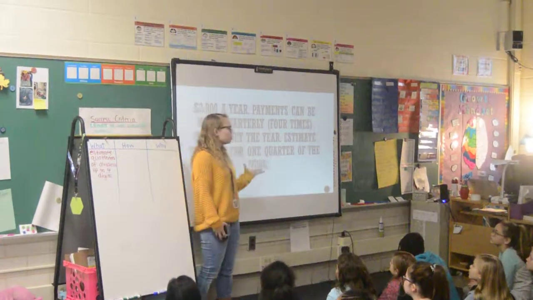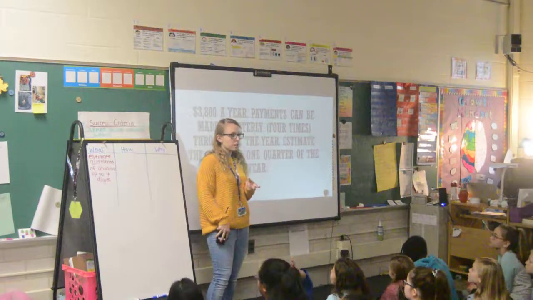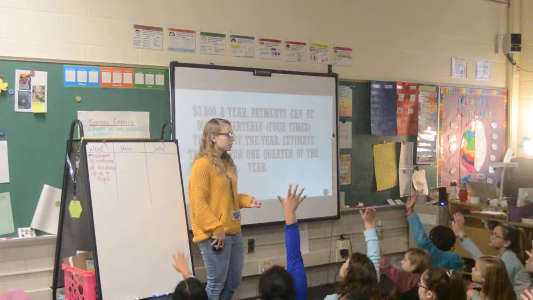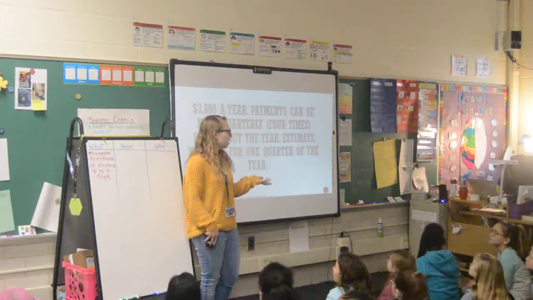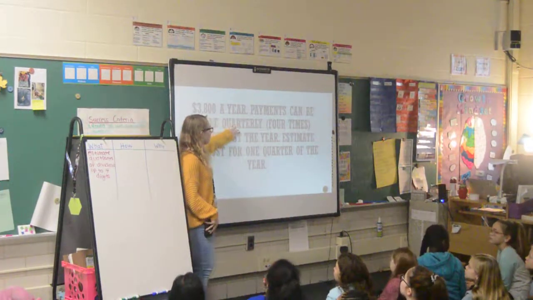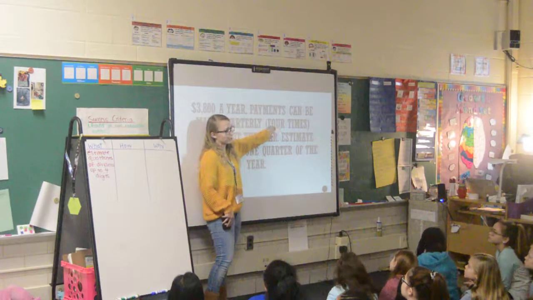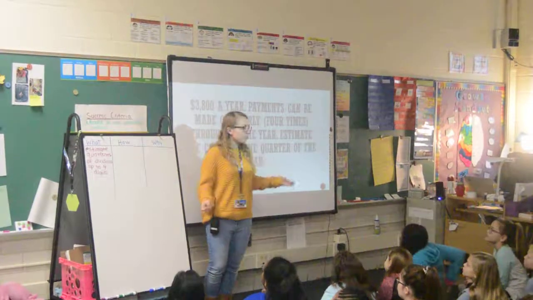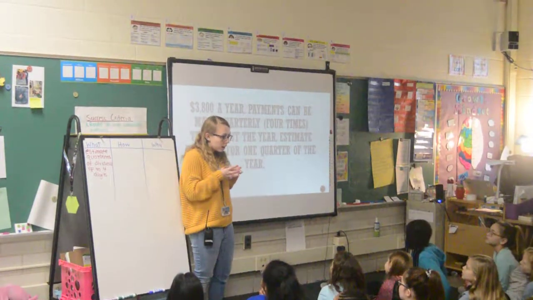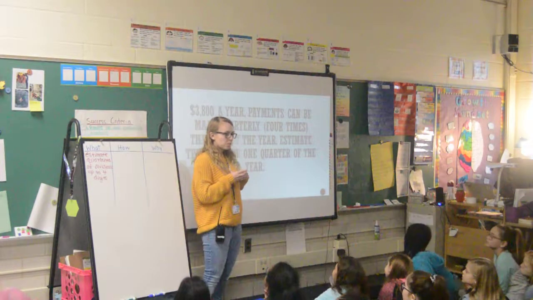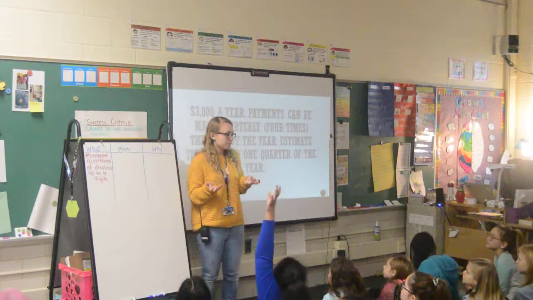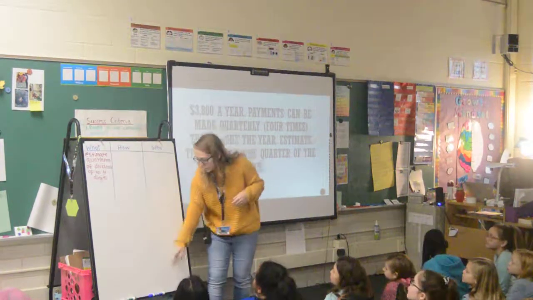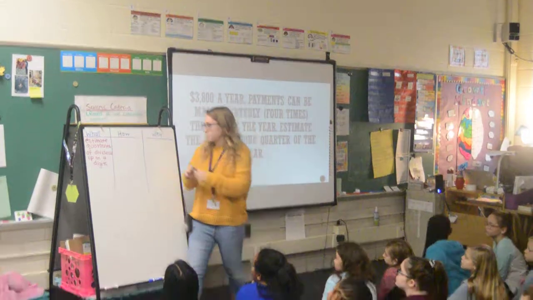Now the payments are quarterly. Now think about what a quarter is. Can someone tell me how many quarters make up a dollar? Lily: 4. Exactly. So quarterly just means that you're paying this 4 times throughout the year. So we're paying this 4 times, and we need to find out how much we're paying each time in that quarter. So what could my problem be? Bryn: 3,800 divided by 4. Exactly. 3,800 divided by 4.